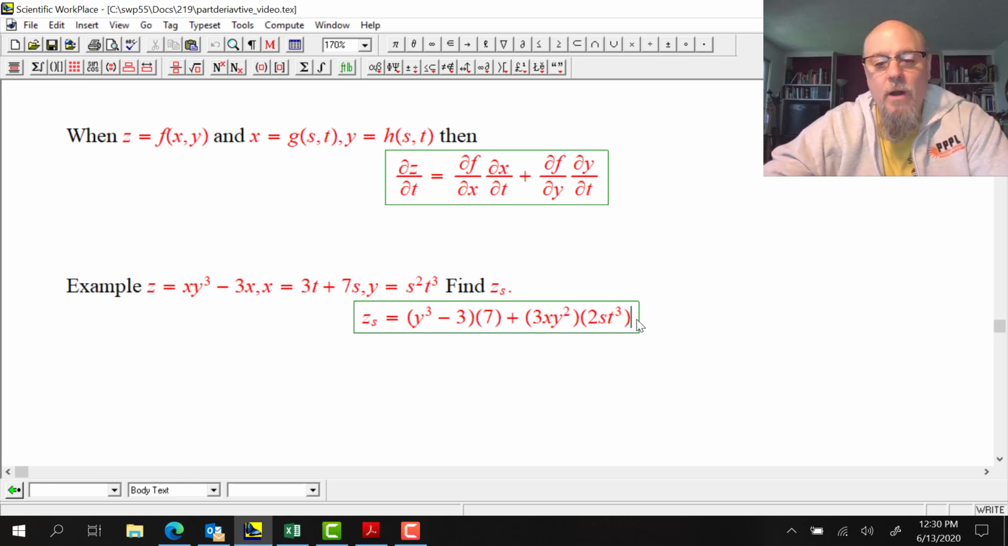And if you said, well, I want the derivative as a function strictly of s and t, now I can replace all the y's with s squared t cubed if I want to. I can get that. But there's me taking the derivative. That's the slope formula. All right.